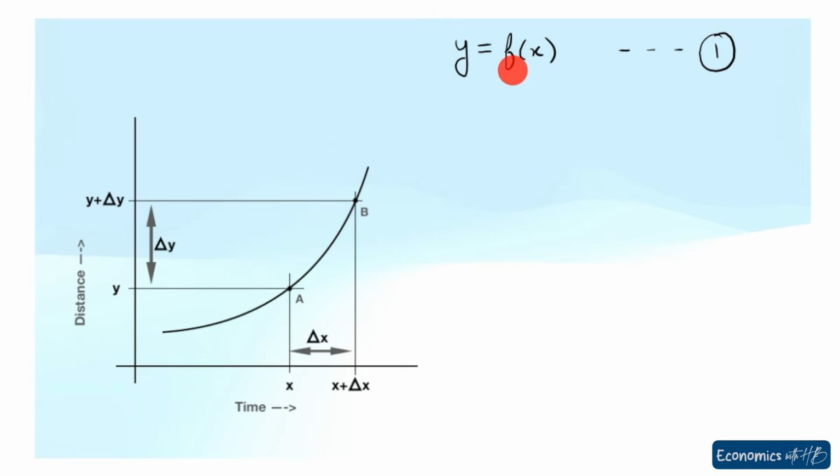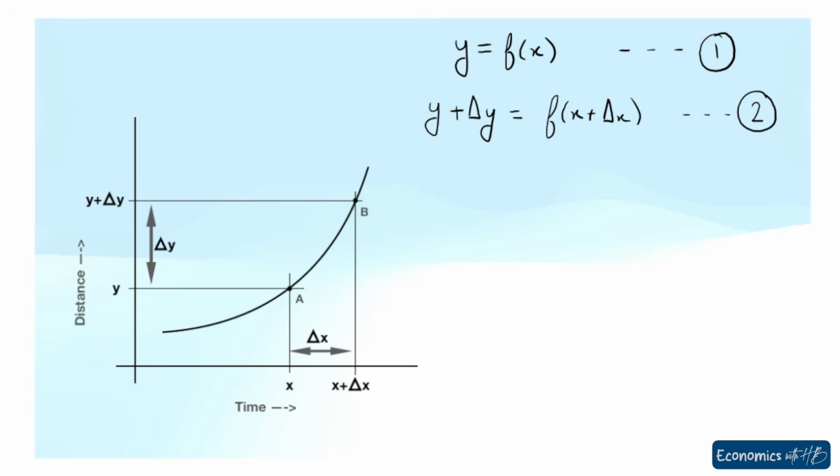Using the original equation 1, if y is equal to f(x) at point (x, y), this is our point (x, y). Once again, what does y is equal to f(x) denote? That distance y is a function of time x. Distance y is a function of time x. So, y plus delta y becomes f of x plus delta x. Let's name this equation as number 2.